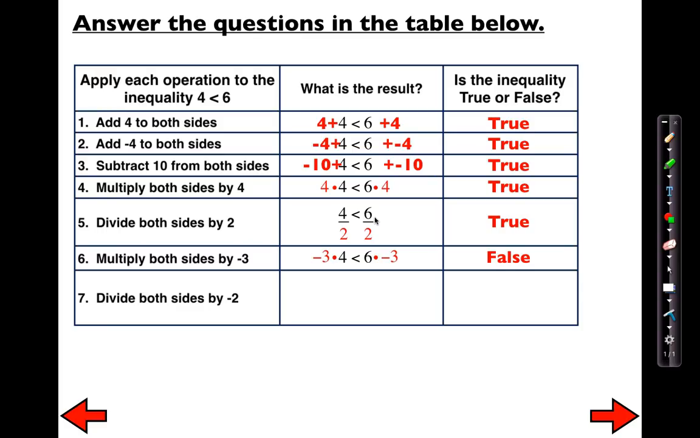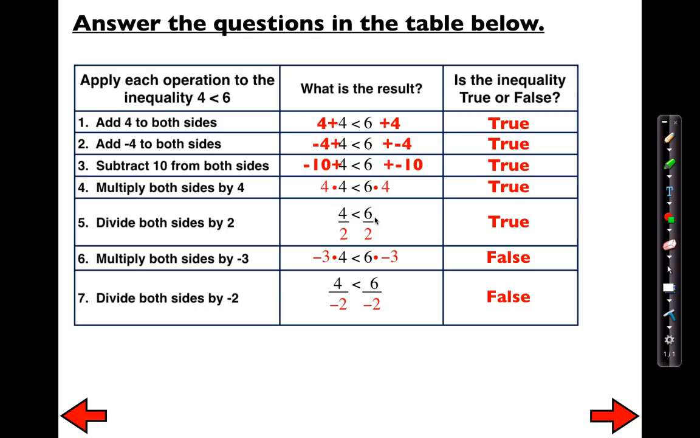Number 7, divide both sides by negative 2. So here, 4 divided by negative 2 is negative 2, and that's going to be less than 6 divided by negative 2, which is negative 3. Is negative 2 less than negative 3? The answer is no, so that is also false. So looking at this table, did you notice anything? When did we end up with true statements and when did we end up with false statements? What is causing an inequality to become false?